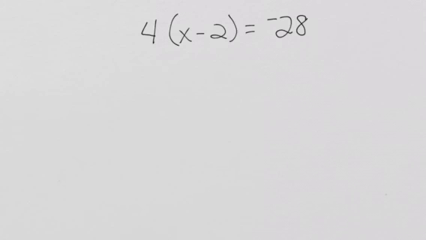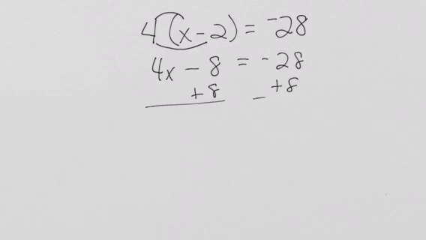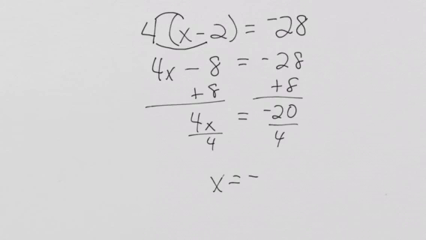Okay, so these problems are all pretty similar, but we're going to show you just a couple little different ones. In this case, we're going to do 4 times x is 4x. 4 times negative 2 is negative 8, equals negative 28. So in this case, we want to add 8 to both sides. 4x equals negative 20. Divide by 4, x equals negative 5.